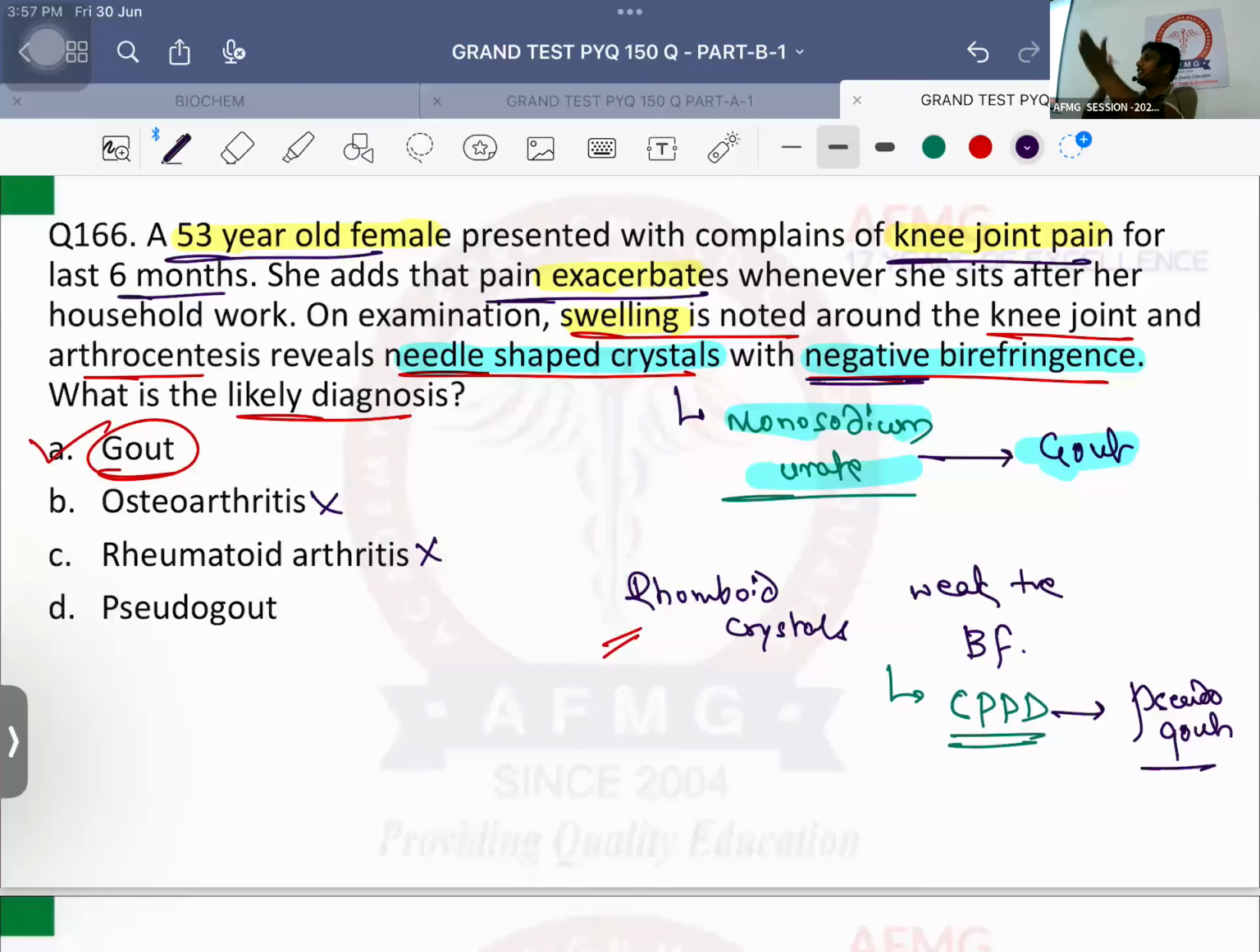Osteoarthritis में क्या होता है? Friction between the two bony surfaces. Okay, apart from that, there is narrowing of the joint space. Very good. And most important, there can be loose bones. Okay, these are called osteophytes. Osteophytes can develop in cases of osteoarthritis. It will never be any crystals. Okay, so that's the basic idea.